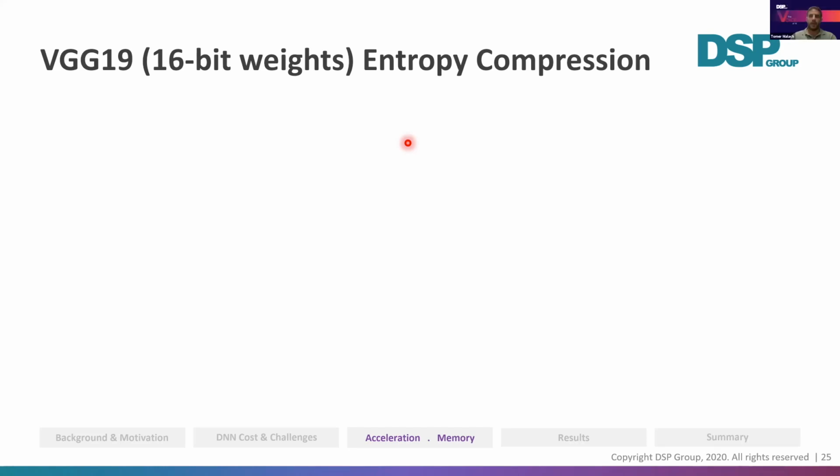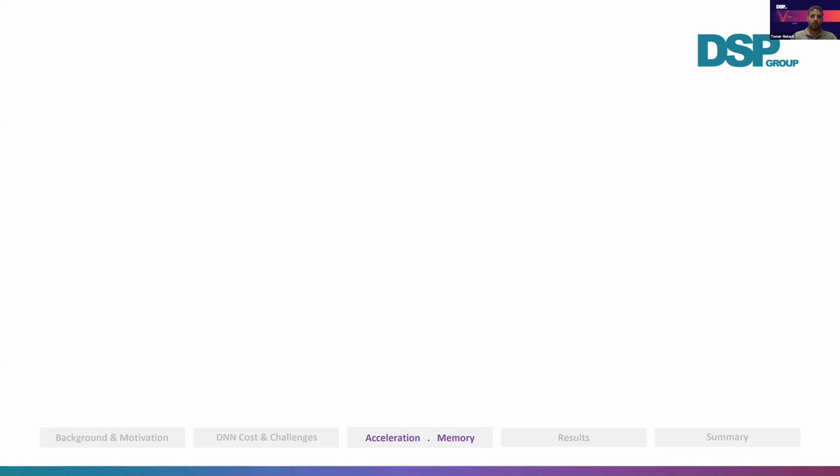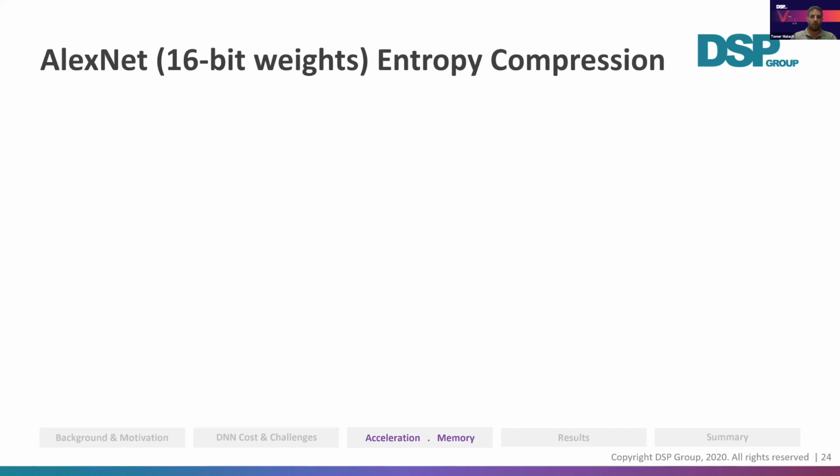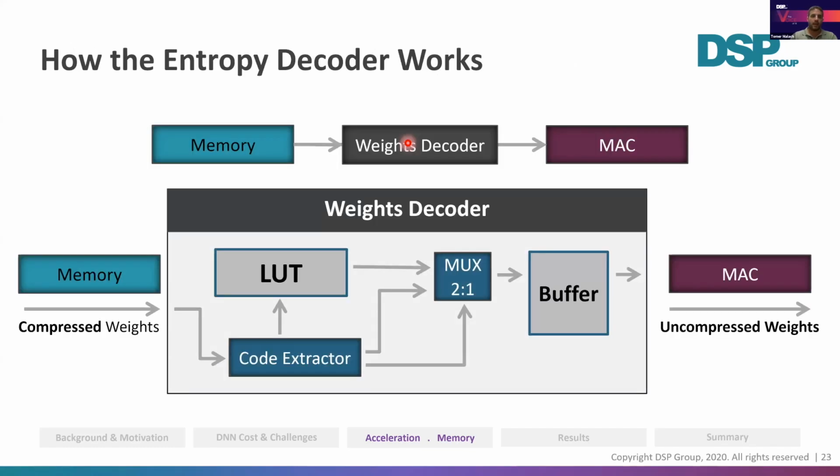Okay, but to answer this question in more detail, the structure of the weight decoders allows us to decode each one of the compressed weights in one clock cycle, and the code extractor is the unit that splits the weights between each other and detects the length of the compressed code.